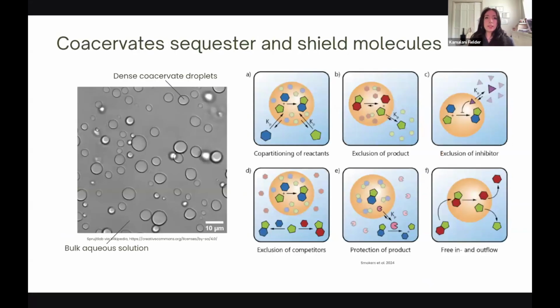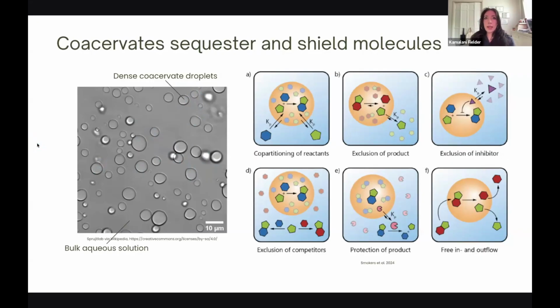Okay, so what is a coacervate? We've already discussed liquid-liquid phase separation, and coacervates are just a type of liquid-liquid phase separated condensate. They're these tiny bubble-looking droplets here on the left. They're often associated with protocells and origin of life theories. So like all LLPS condensates, coacervates form through phase separation from a bulk solution, and we have these dense droplets and then this bulk dilute phase on the outside.